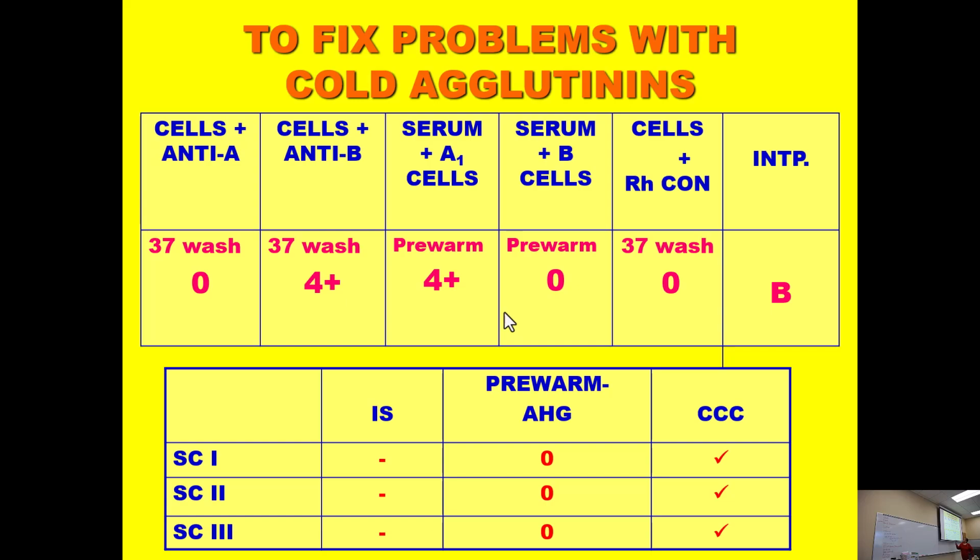When you do that, we're going to do a 37-degree wash of our cells. We're going to pre-warm our serums, and we can actually get a blood type. We skip the immediate spin, just do a pre-warm AHG, wash it with the warm saline, and it all turns up negative.